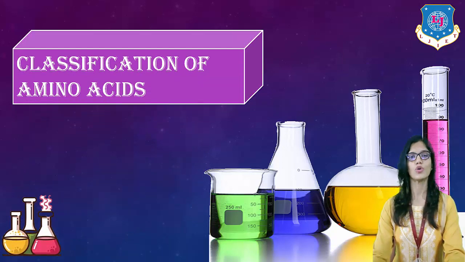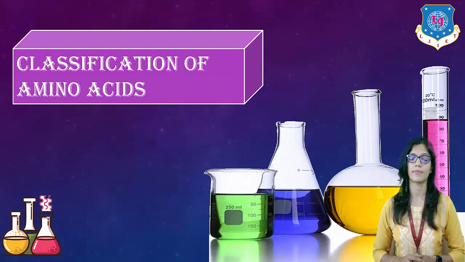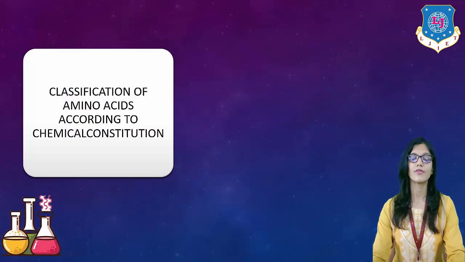Now, we all know that amino acids play a very important role in protein, and proteins play a very important role in our body. So it is very important for us to know how many types of amino acids there are, and to know that we have to classify them depending upon different factors. So here we will use different types of factors to classify the amino acids.